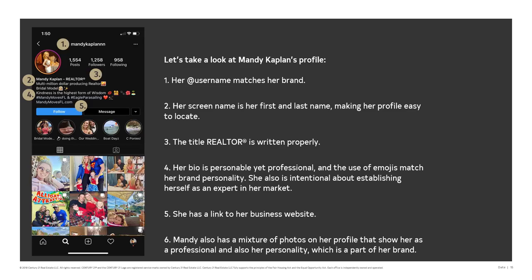Number 2, her screen name is her first and last name, making her profile easy to locate. Number 3, the title Realtor is written properly. My understanding is that Realtor has to be in all caps and it needs the registered trademark symbol. If you have trouble trying to type that into your username, you can always do a Google search for the name Realtor and you can copy and paste it into your profile next to your name.